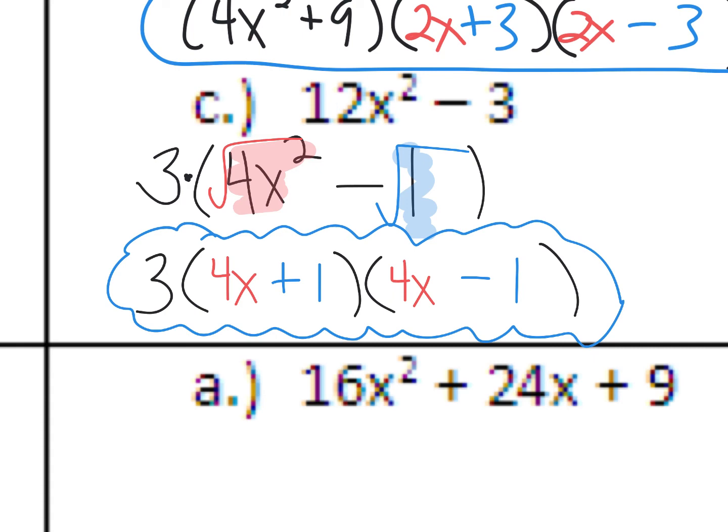Jesse. You did 4x plus 1 and 4x minus 1 rather than 2x. It should be 2x, yeah. I forgot to square root the 4.